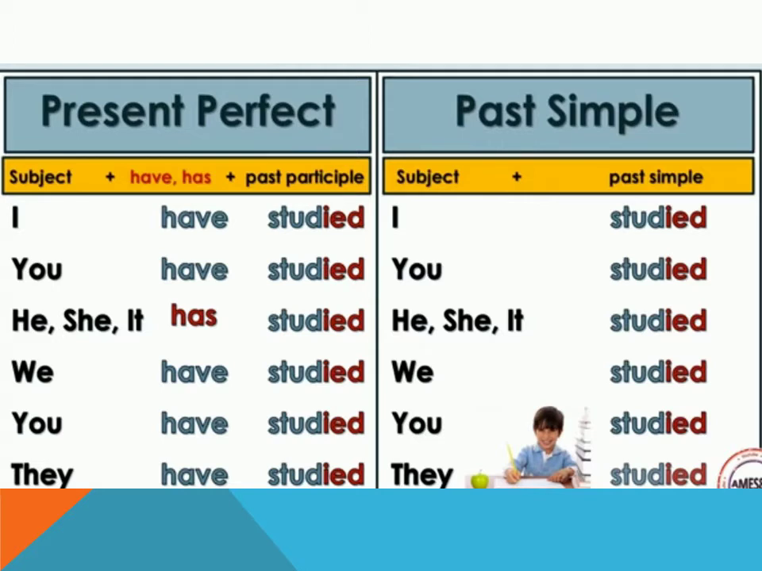This is for affirmative sentences. So, for the present perfect, we have the subject, have or has, and a past participle. For example, I have studied, you have studied, he, she, it has studied, we have studied, you have studied, they have studied. For past simple, we have regular verbs and irregular verbs. In this case, we have studied: I studied, you studied, he, she, it studied, we studied, you studied, and they studied.